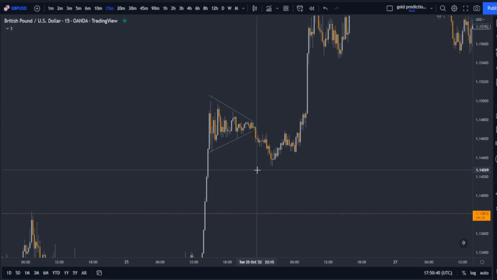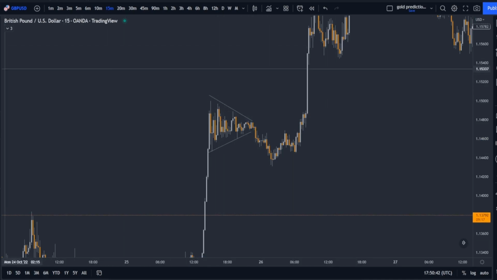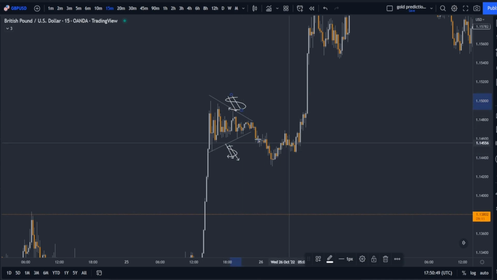But there it is. There's the retail pattern that we were talking about above. Now what did it do? It generated liquid on the downside. It generated liquid on the upside. So what did they do? They took the money from below.